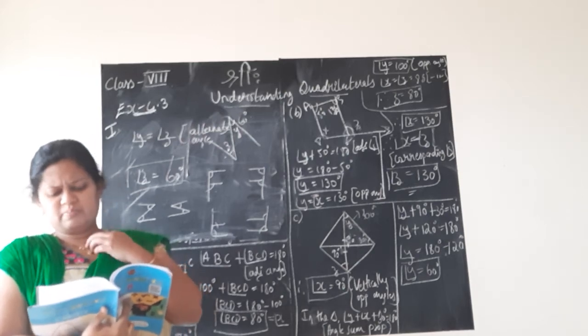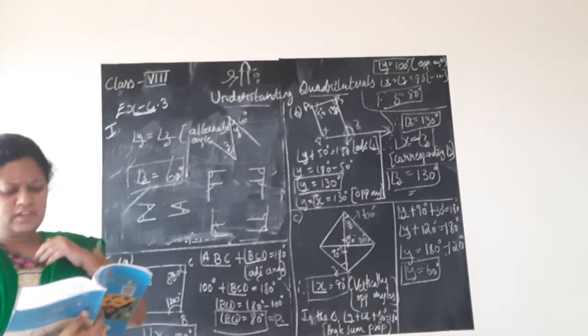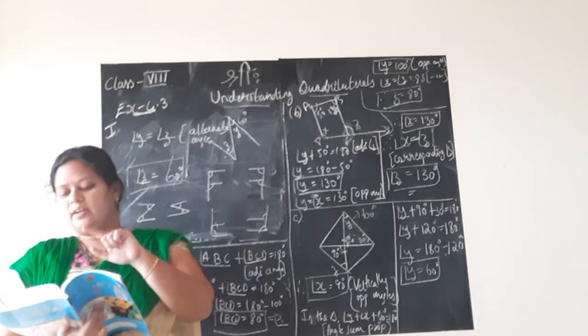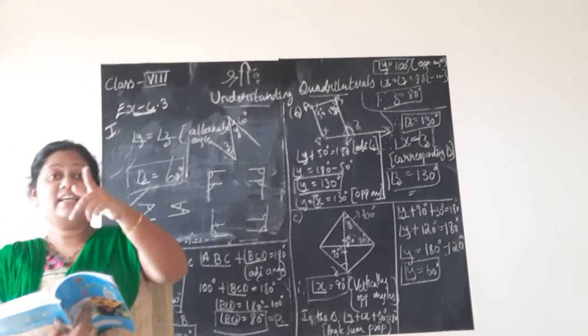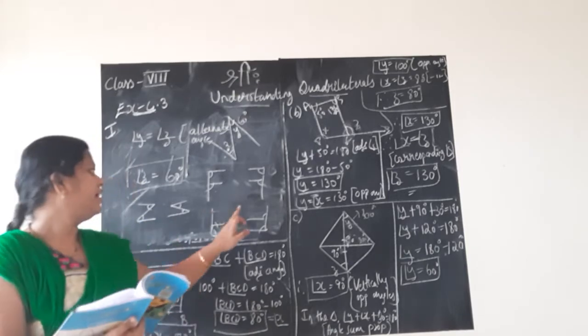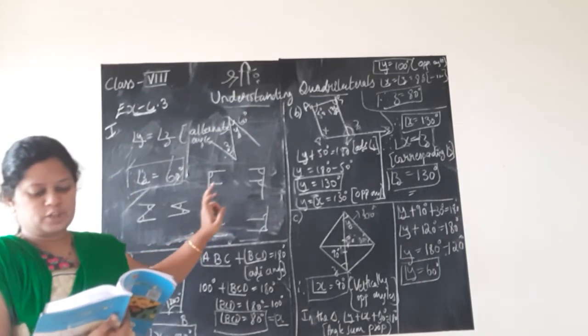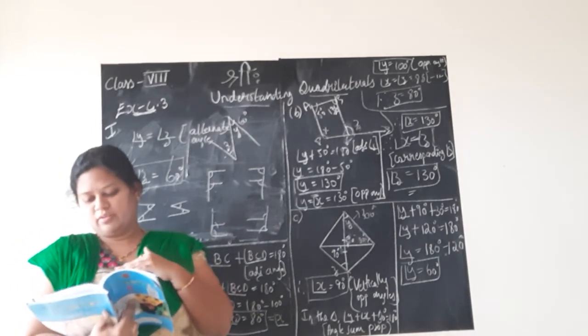One is very simple, children. I want you to solve. Again, you have one angle as 80 degree there. 80 degree is equal to Z. Directly you can write. Why? If you carefully observe, it is F-shaped angle and the corresponding angle. So Z you will find out easily.